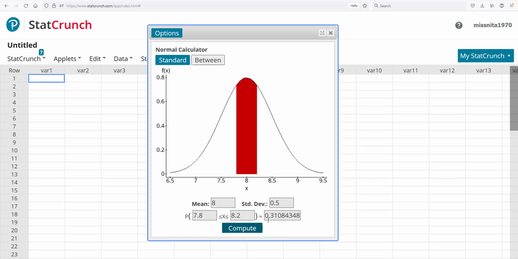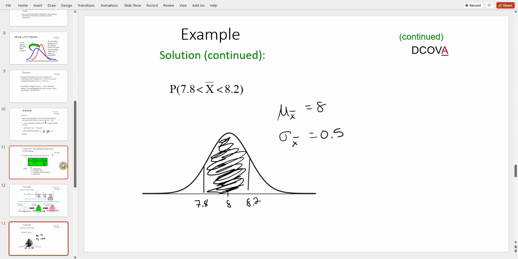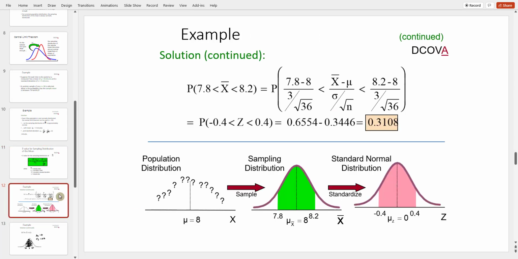Okay, we hit compute, and there's our answer, 0.3108. And it gives you the visual, the shaded area in between those two values. And that's the same answer that we get if you standardize your values and use the table, 0.3108.